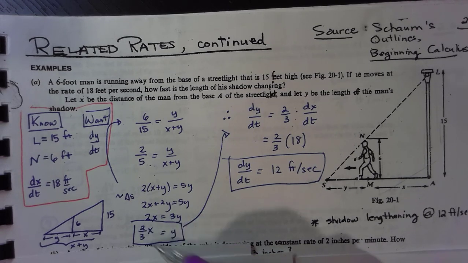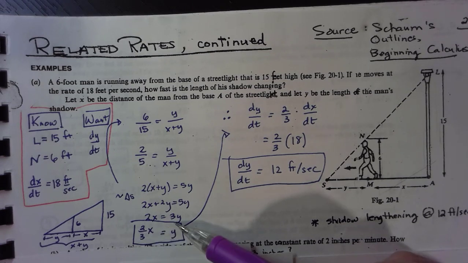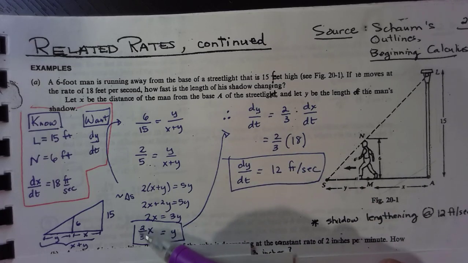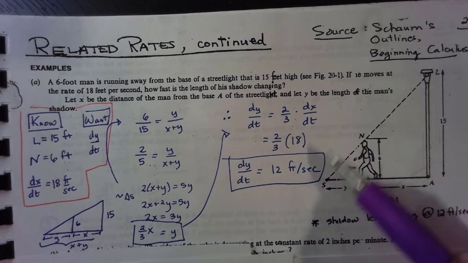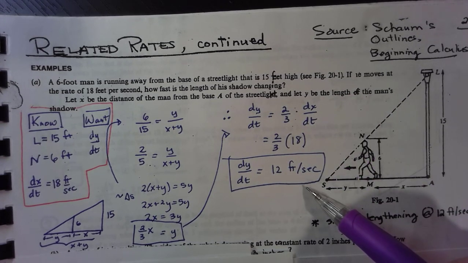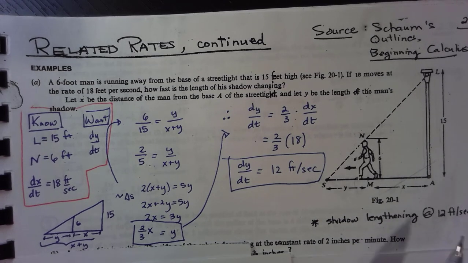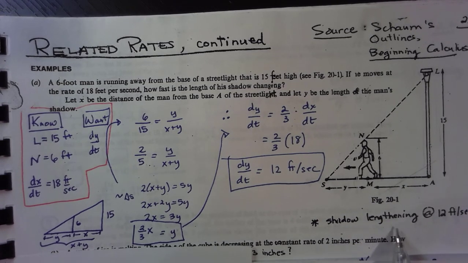So relating y to x, now I have that, and now I can take the derivative of this equation with respect to time. So dy dt for this equals 2/3, a constant, times dx dt. Substitute in what we know, and there we have it. Now, what did we expect? We expect that shadow to be getting longer, and it is. The shadow is lengthening at 12 feet per second.